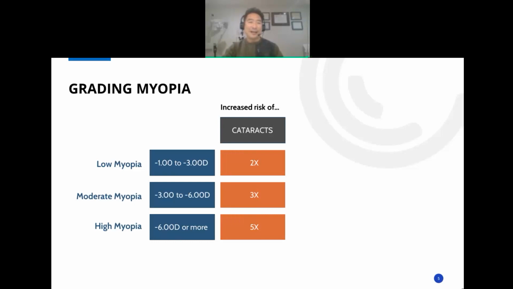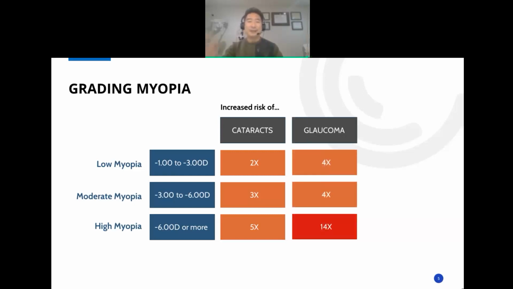If myopia increases, your eyeball gets a little bit longer, and the cataract risk also increases. Low myopia is only about 2 times the risk, but high myopia is almost 5 times. With glaucoma, because you're stretching the whole retina, you're also stretching the optic nerve. Low and moderate myopia are similar, about 4 times the risk, but high myopia is almost 14 times. That's why we always want to keep prescriptions as low as possible.